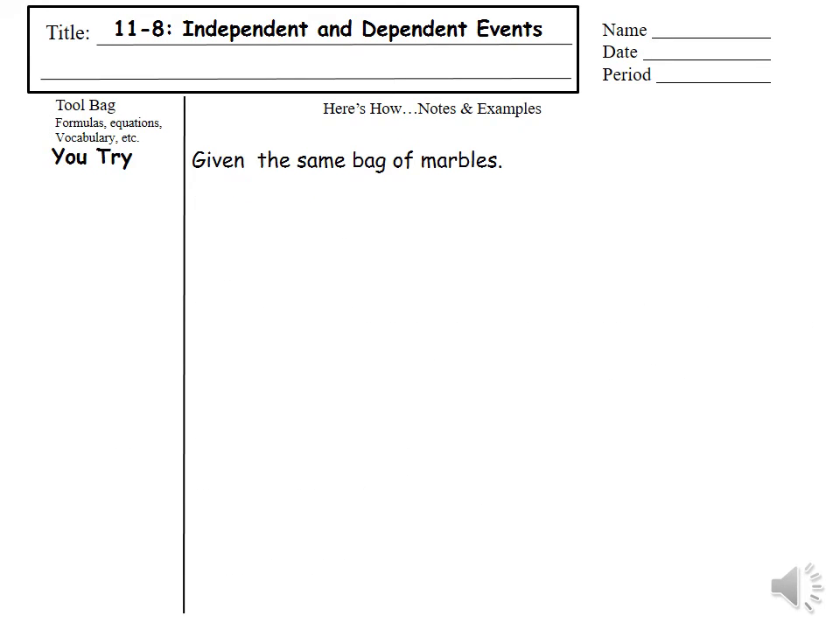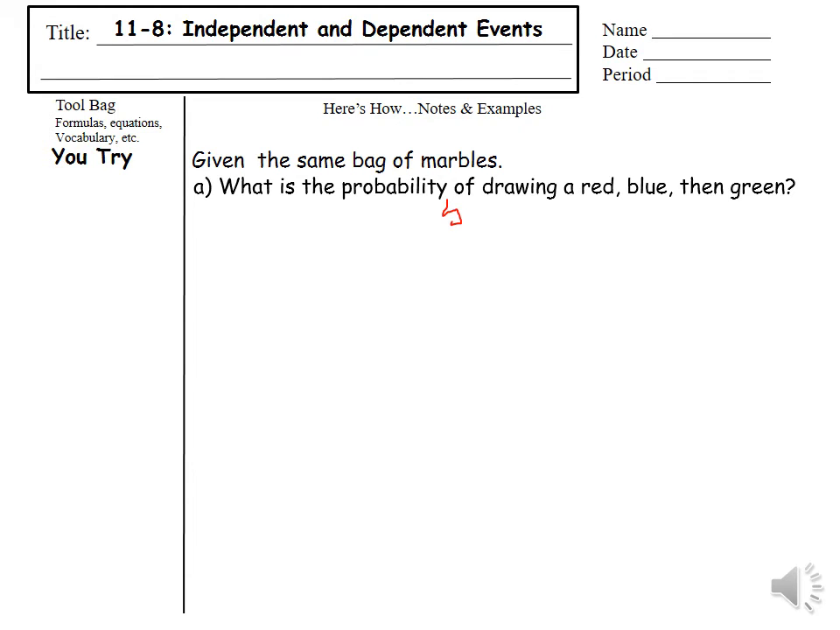Okay, let's continue. We have the same bag of marbles. What is the probability of drawing a red, then a blue, then a green? You can pause the video for a second and do it by yourself, and then I will see if I got the same answer as you. We have a total of 10 red marbles, so it's 10 out of 32, which we can simplify to 5 out of 16. After you take out one marble, the total number is no longer 32, it's 31.